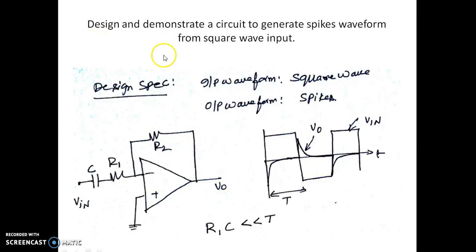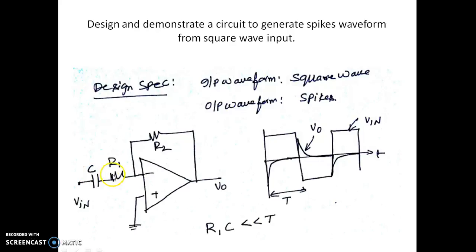And in the second case, we are asked to design and demonstrate a circuit to generate spikes from a square waveform. So we are looking for an input waveform which is a square wave. The output should be spikes here. This is what we are expecting, and this is the output of a differentiator circuit.